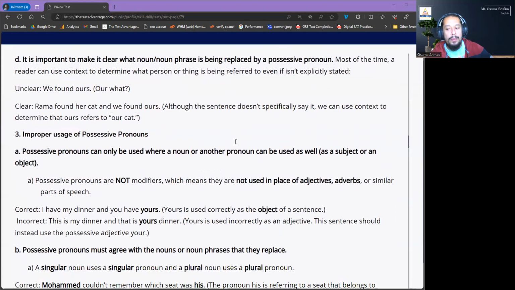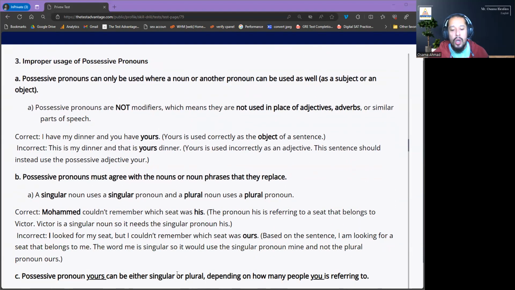Let's go to part 3. Improper usage of possessive pronouns. Possessive pronouns can only be used where a noun or another pronoun can be used as well. So possessive pronouns are not modifiers. They are not used in place of adjectives or adverbs. Look at this. I have my dinner and you have yours. Correct, right? What is yours? The dinner. This is my dinner and that is yours dinner. It sounds wrong, but when you are rushing, sometimes we forget these things, right?